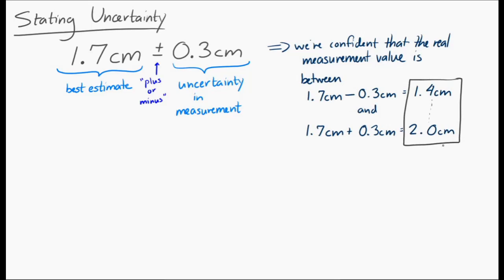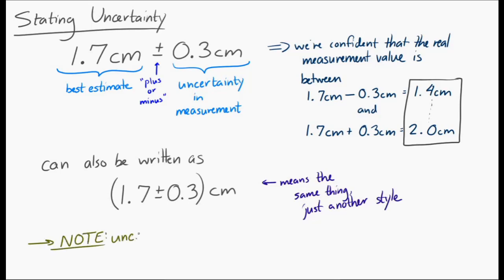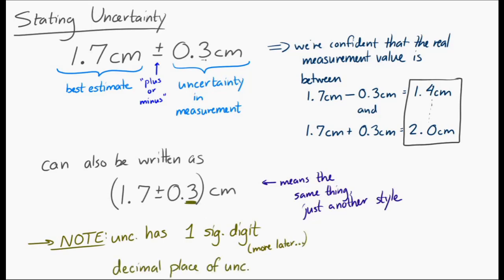Okay. Now we could write this in a different way. You might see this style, 1.7 plus or minus 0.3 centimeters. This is equivalent. Means the same thing. It's just a different way of writing it. Now I do want to point out something about significant digits. We haven't talked about those very much, but I want to point out that the uncertainty only has one significant digit. We'll talk more about that later. And also the decimal place of the uncertainty. Here it's the tenths place. That matches the last decimal place of the measurement. We'll have more to say about that another time, but I just wanted to point that out right now.